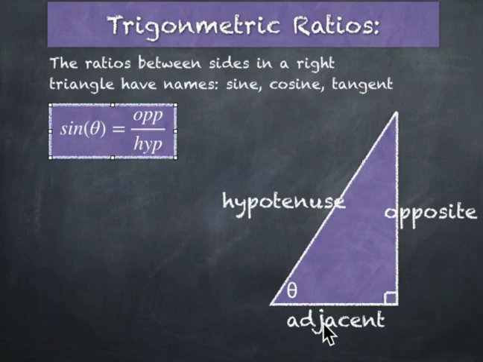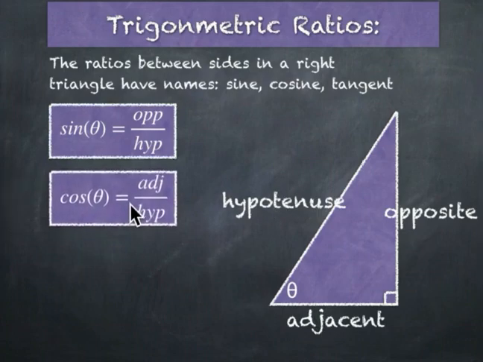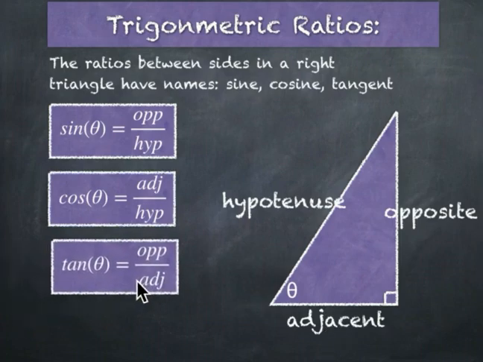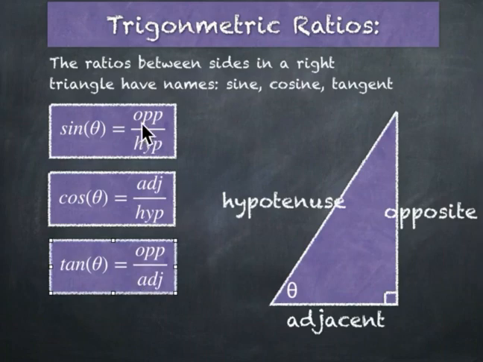If you take the adjacent and the hypotenuse and divide them, that's called the cosine of theta, abbreviated with a COS. And if we look at the opposite side and divide it by the adjacent side, that's the tangent of an angle. Those three definitions, sine is opposite over hypotenuse, cosine adjacent over hypotenuse, and tangent is opposite over adjacent. Those are three that you need to commit to memory.